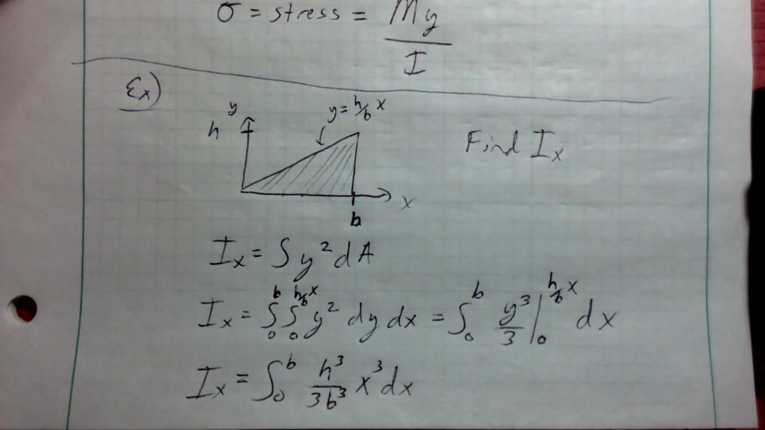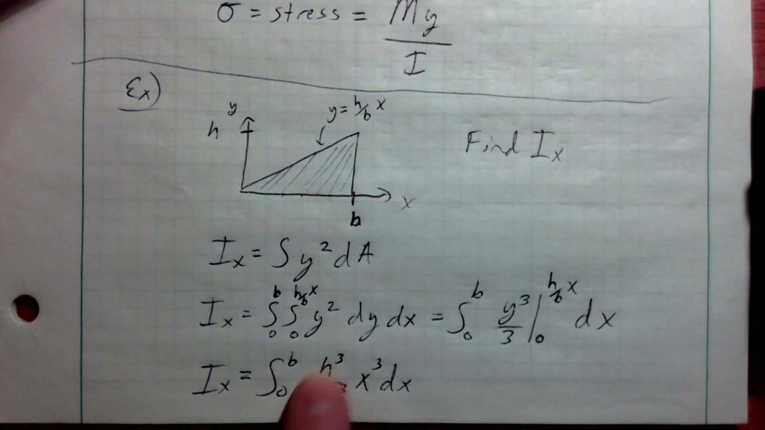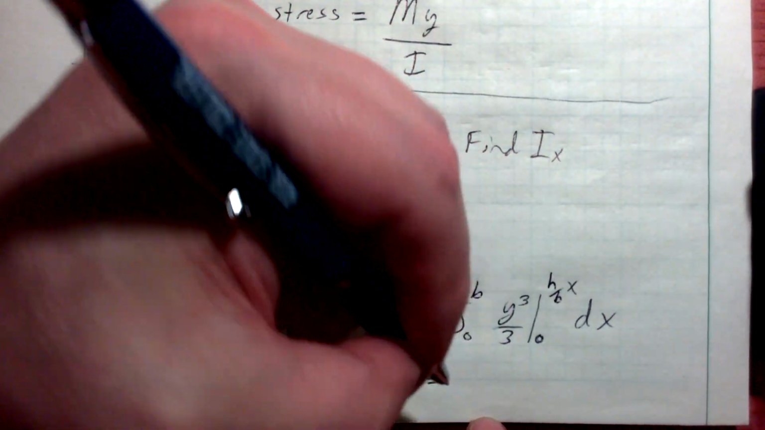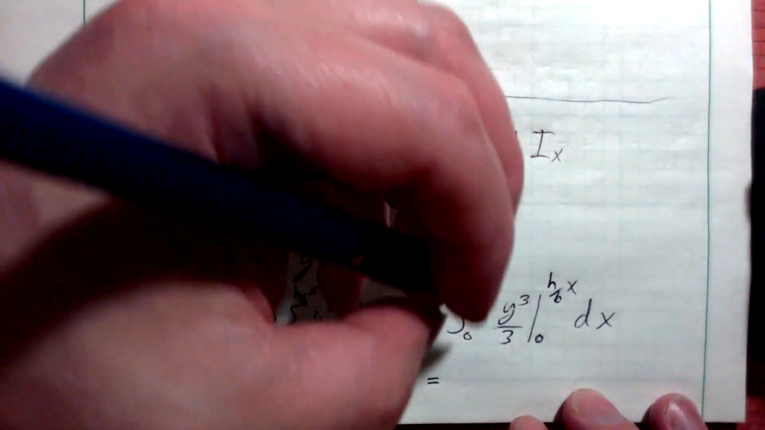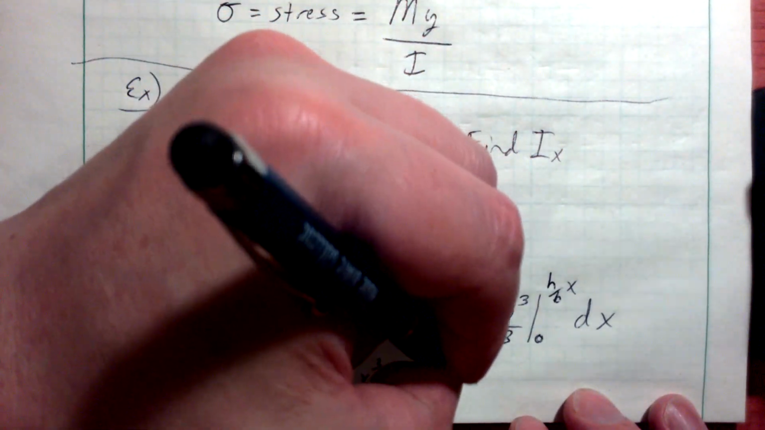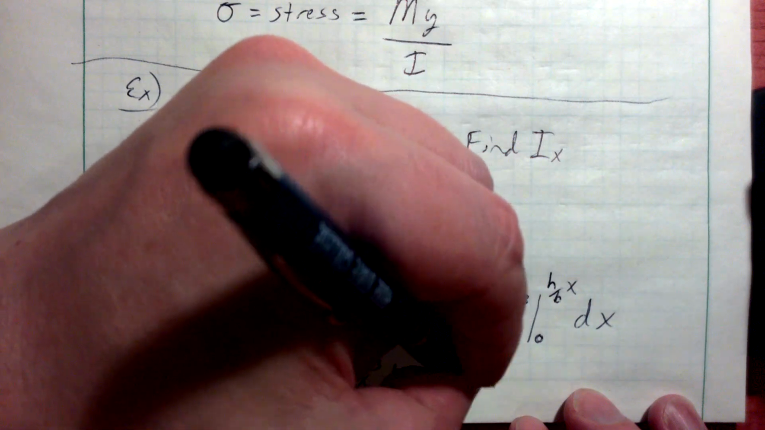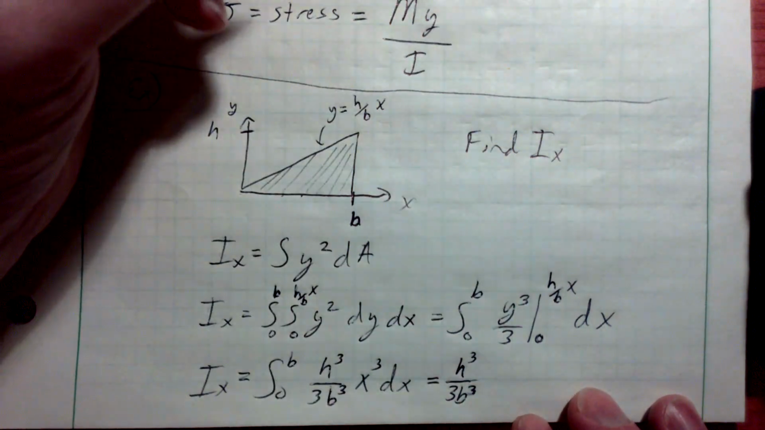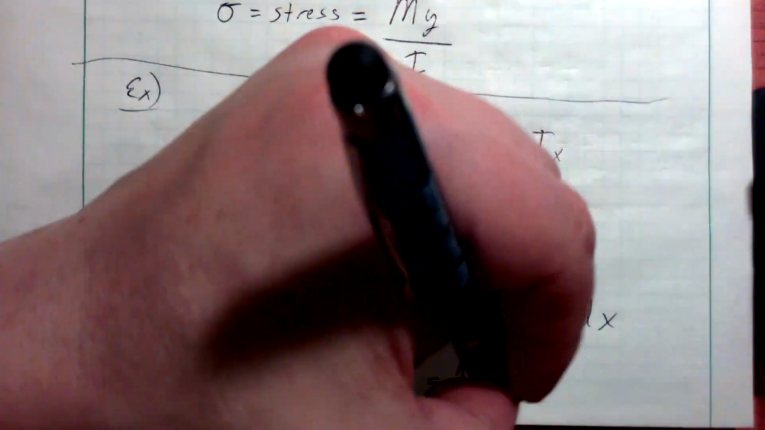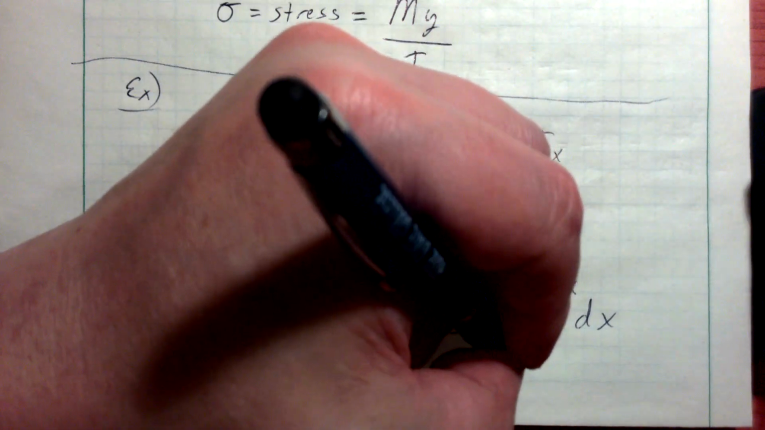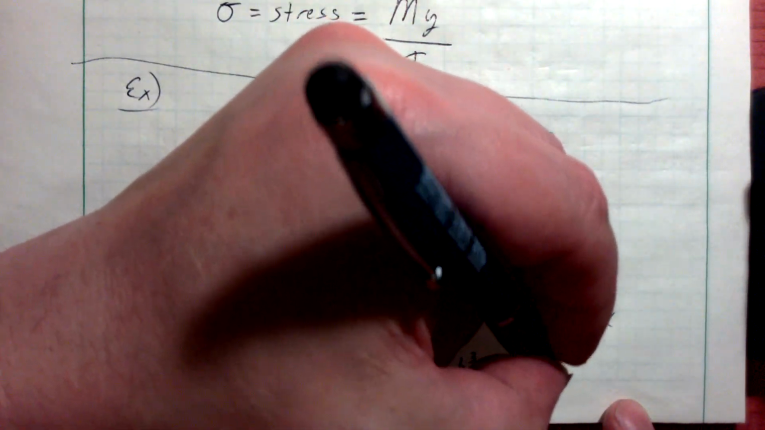dx. So now I need to integrate this function with respect to x. This is all constant, so I'm just going to pull it out of the integral. Then I'm just integrating x to the third with respect to x. So I've got h cubed over 3b cubed. That's all my constants. Pull those out. Integrating now the x to the third, that is x to the fourth over 4, and that's going to be evaluated from 0 to b.